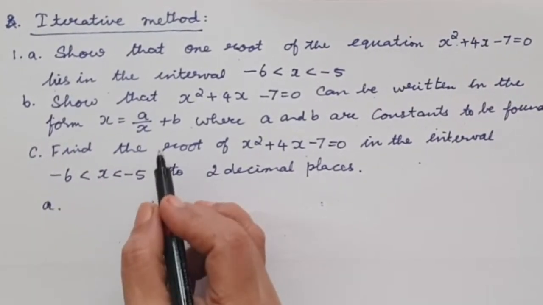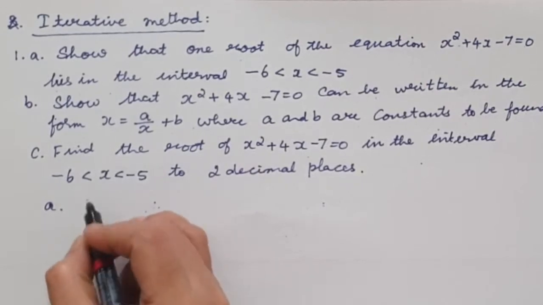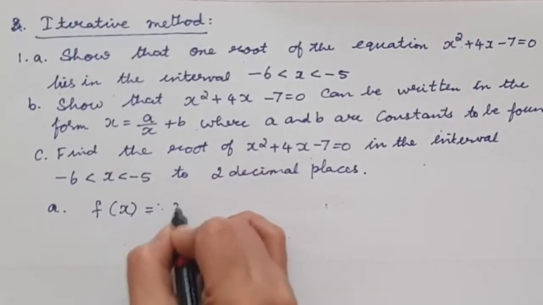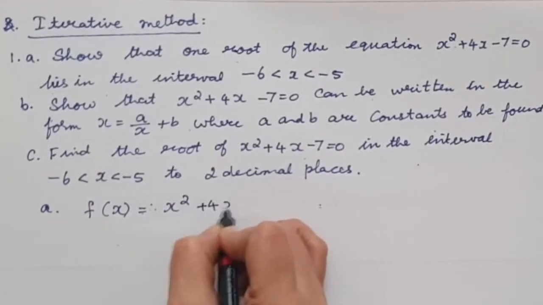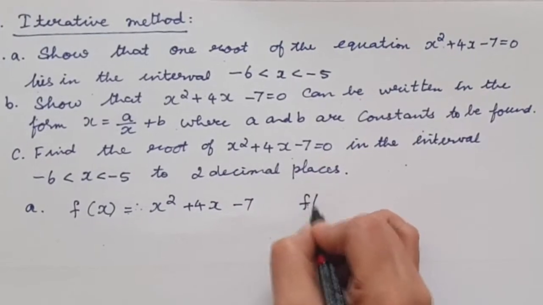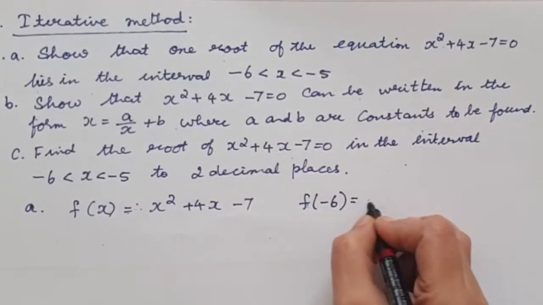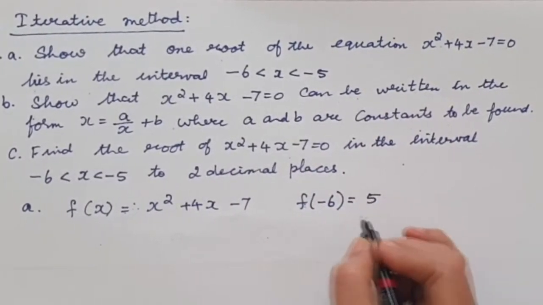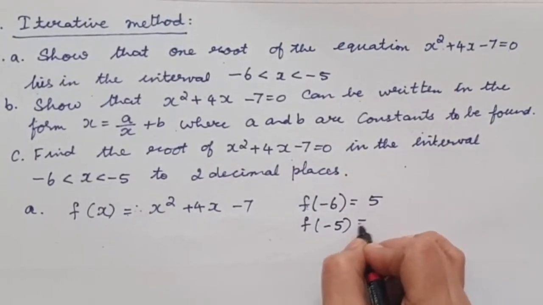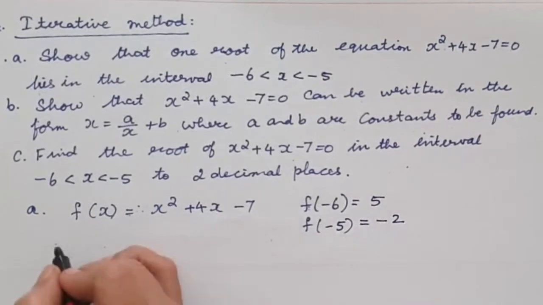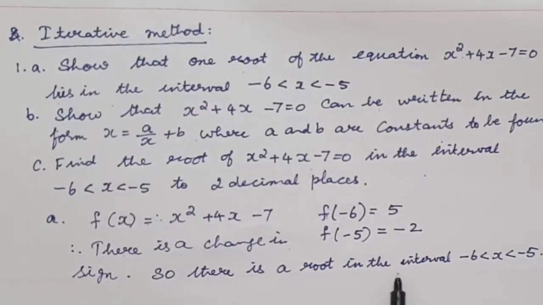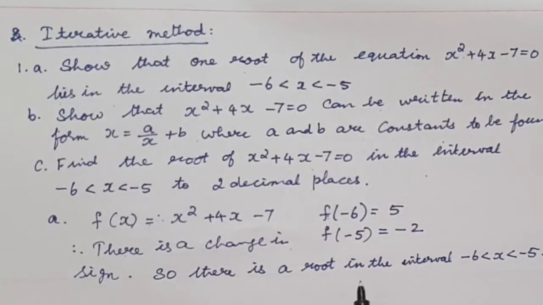The first part is like the first two questions. So we just write our equation as f of x, which will be equal to x squared plus 4x minus 7. Now our first thing is to find out what is f of minus 6. When you simplify, you get f of minus 6 as 5. In the same way, the other value is f of minus 5. You get it as negative 2. Now we see that there is a change in sign. So there is a root in the interval minus 6 to minus 5.